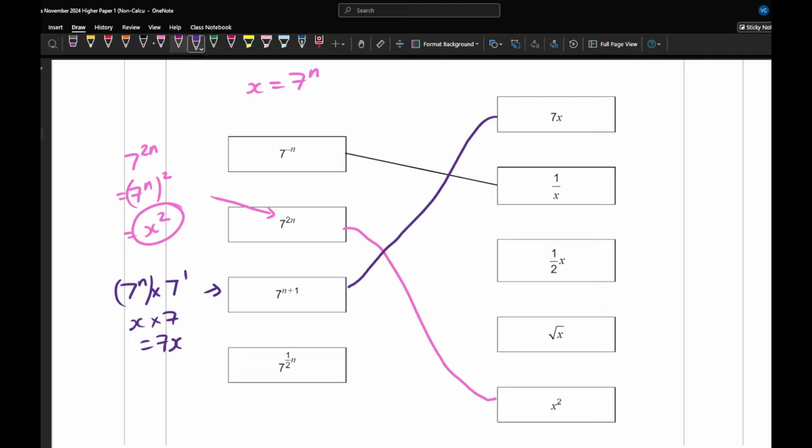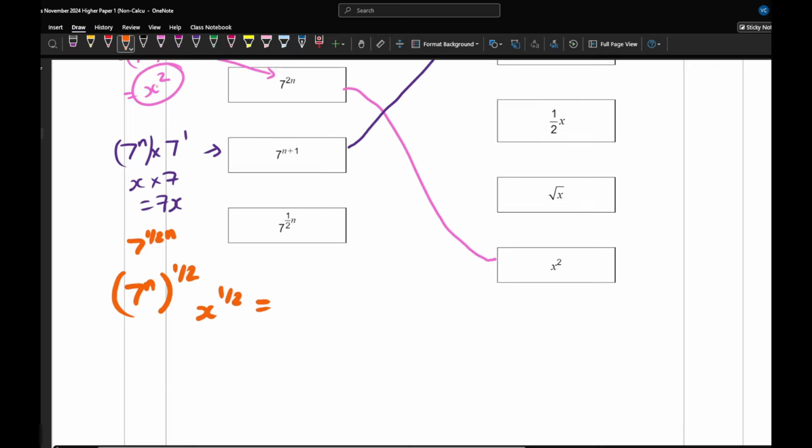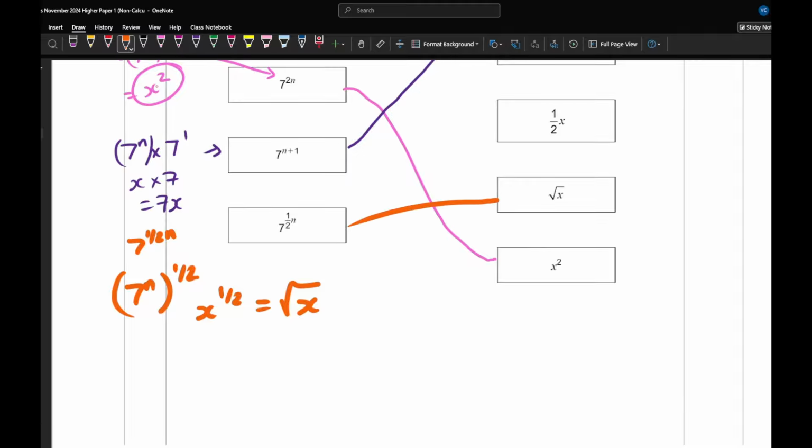Then finally, for the third one, I've got 7 to the power of a half n. Well, again, I can write that as 7 to the n, all to the half, and that is the same as x to the half. And what does a power of a half represent? Well, it represents the square root of x. So here I need to join this one up with this one here.